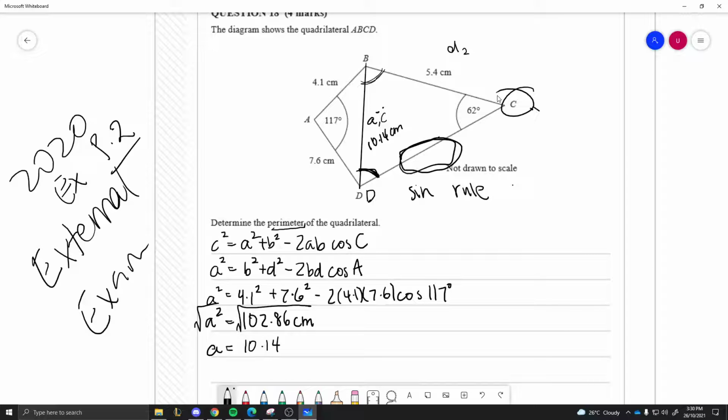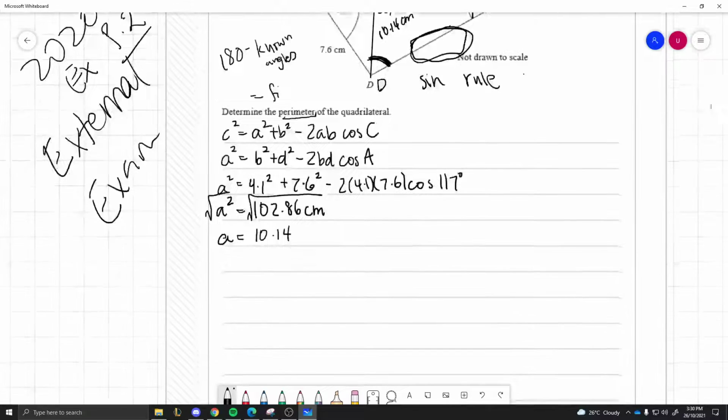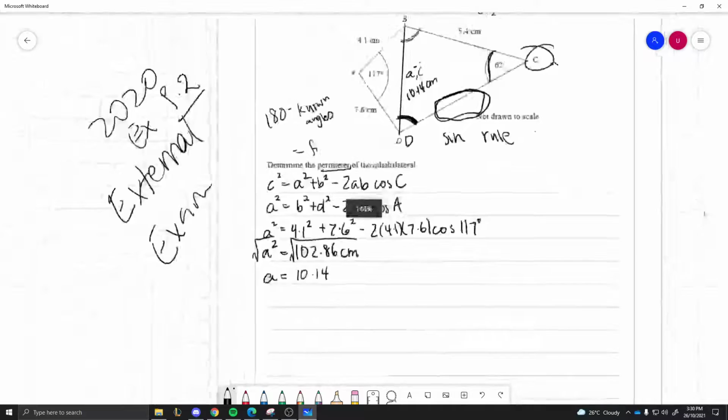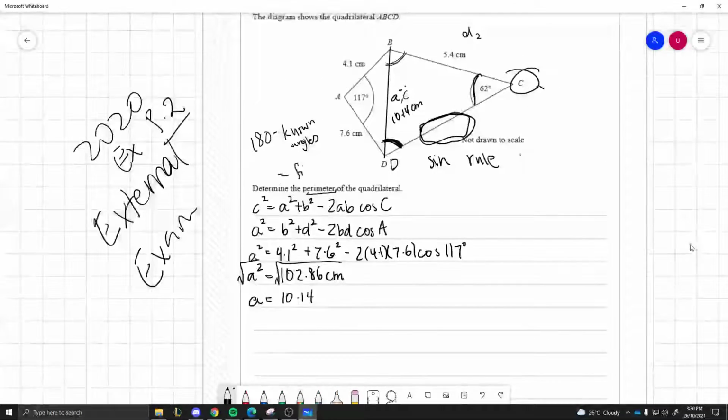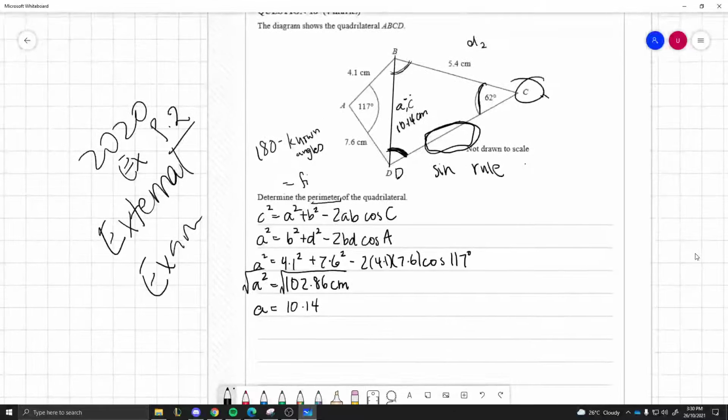The way we do that is we find this angle, and then we know that in a triangle the sum of angles is 180, so we can go 180 minus the known angles to get the final angle, and then we can use our sine rule again to find this side. So let's just do that. Now that A is 10.14, you can also round it to keep your significant figures, but in math we don't really need to do that.